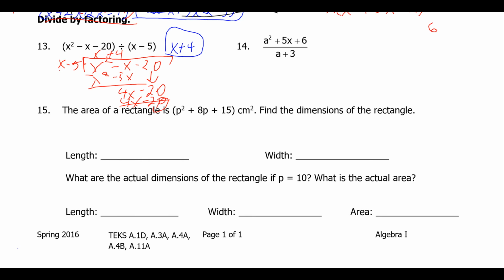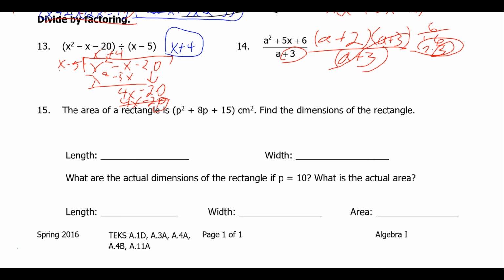So, 6, let's see, how do we factor that? It's 1 and 6, 2 and 3. Oh, okay, so we know that we got a 3. So we know that we got to use that factor. So we're going to go a plus 2 and a plus 3. So those will cancel, and we are left with a plus 2. And there it is.